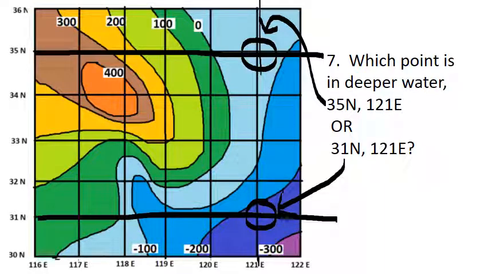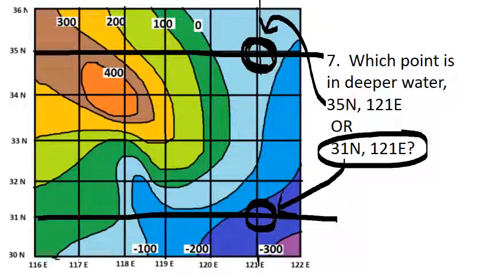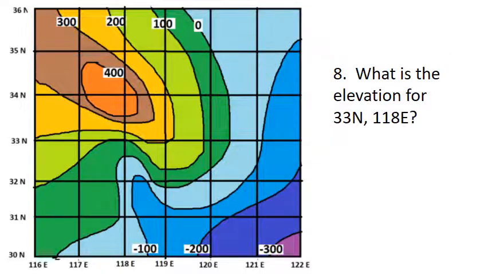The question is, which one is in deeper water? Well, the depth of the water was described by different colors of blue. The lighter the blue, the shallower the water. So the point up here at the top is in the lightest color blue. It's in the most shallow water. This point down here is in a darker blue. It's water between 200 and 300 feet deep. So that's the point that's in deeper water.